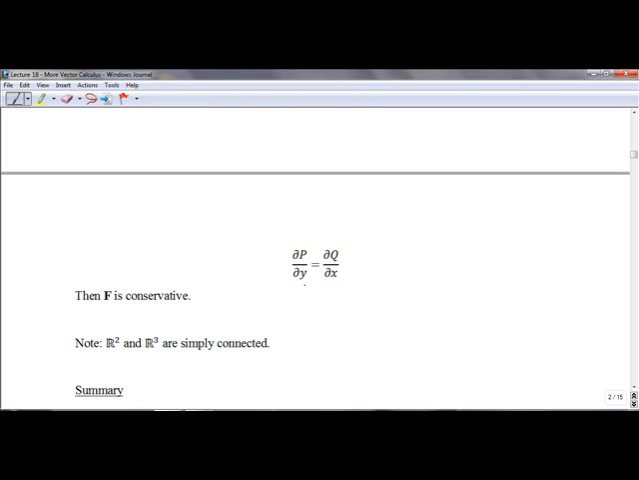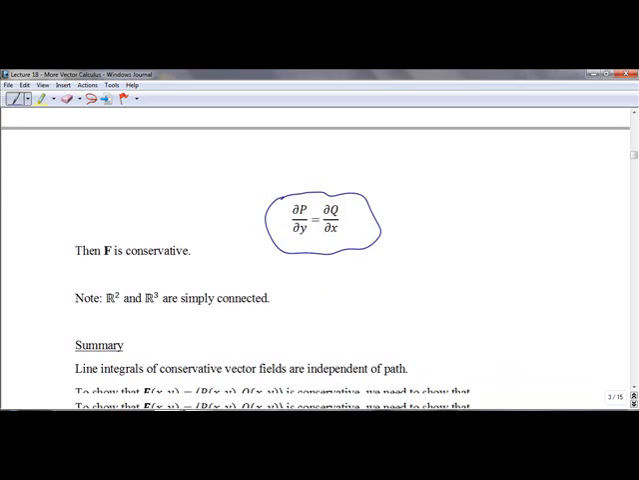In all of what I have said so far, what do I want you to know? For any conservative vector field made up of components P and Q, you have this formula holding. It is very important. In R2 and R3, if this formula holds, then the vector field has to be conservative. That's all. So if I ask you to show that a vector field is conservative in R2 or R3, that's all you need to show. Okay? All right, so I've summarized it here for you.